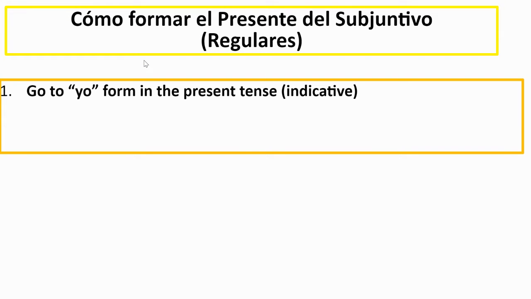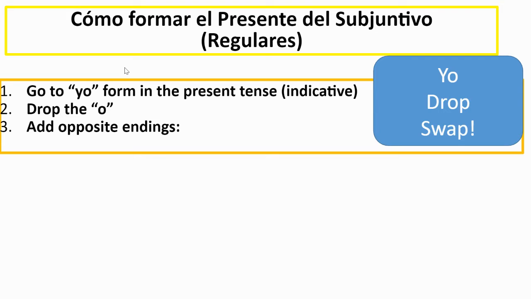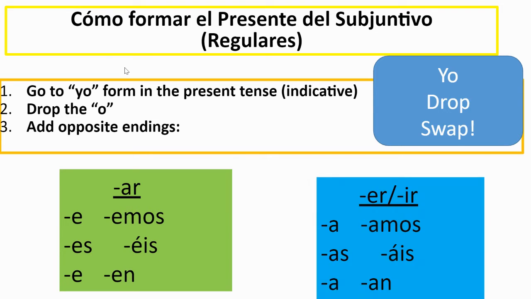So, in order to create the verb in the subjunctive, we are going to first go to the yo form in the present tense. Second step is to drop the O. And the third step then is to add opposite endings. This pattern of yo drop swap should sound very familiar.